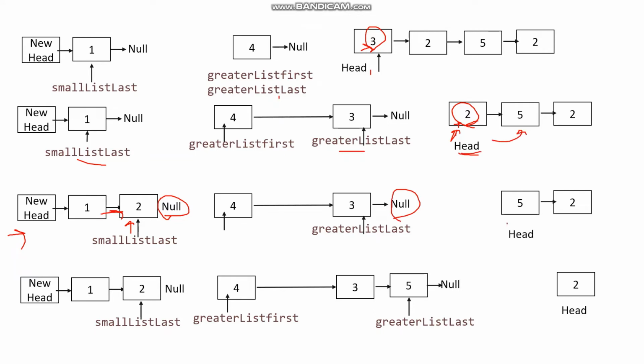As we can see, let's move ahead here, and again we will compare 5 with the 3. So it's greater, so it's going to be in our greater list. So our greater list last next will point to head here, and greater list last will become this node, and we will point null to the greater list last, and we will move ahead.